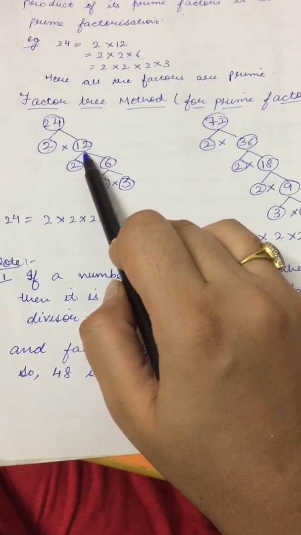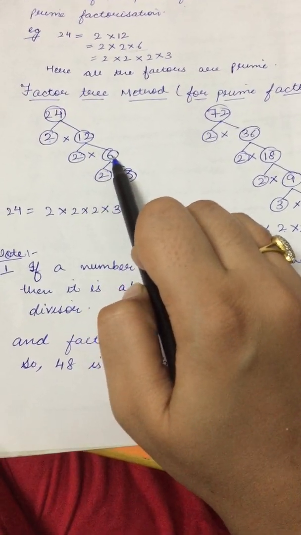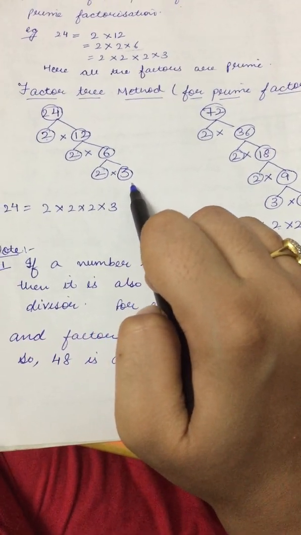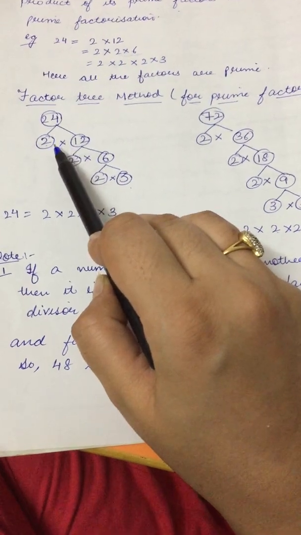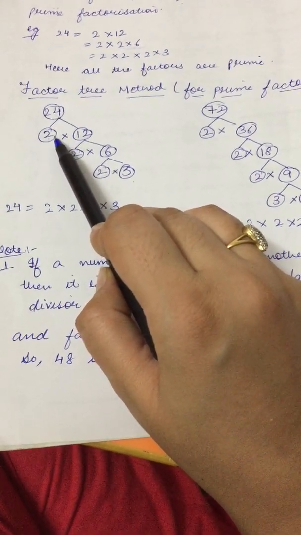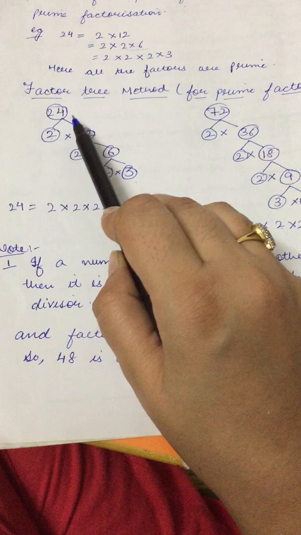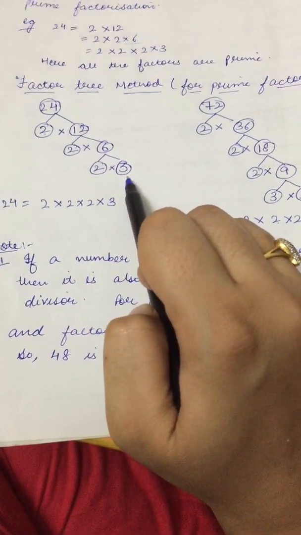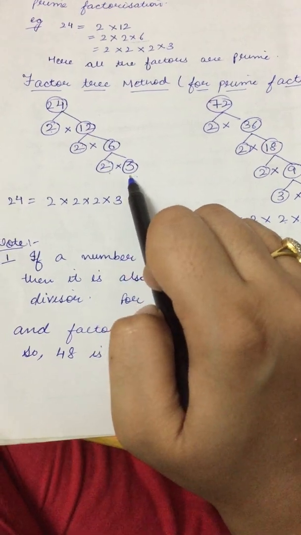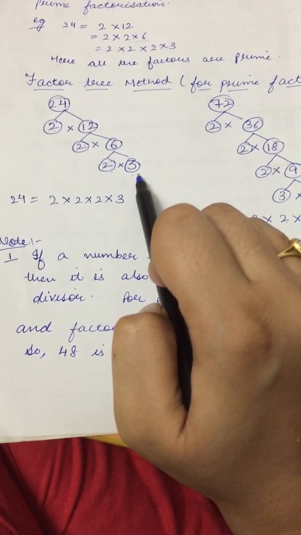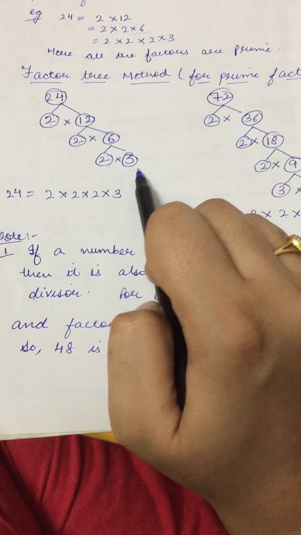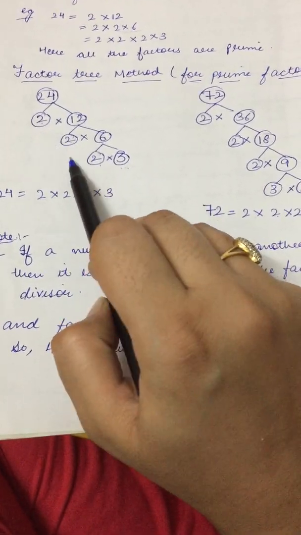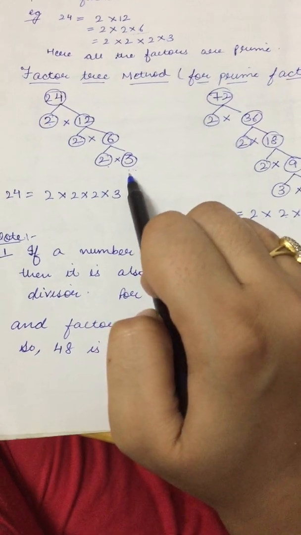So again write this 12 as 2 into 6. Now this 6 can be further written as 2 into 3. So at the end, how we can express 24, that is 2 into 2 into 2 into 3. Now at the end 2 and 3 cannot be further split, so it means we will stop the prime factorization here. It means 24 can be written as 2 into 2 into 2 into 3.